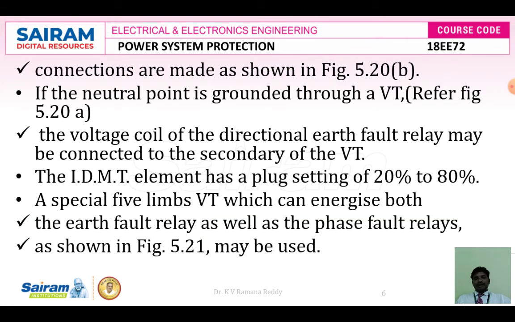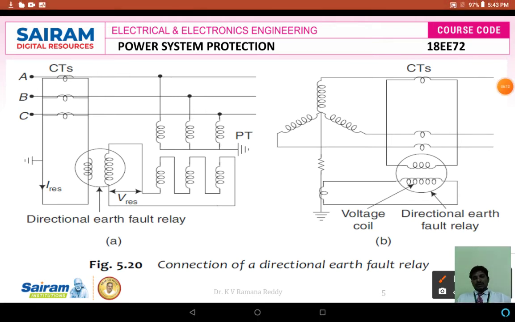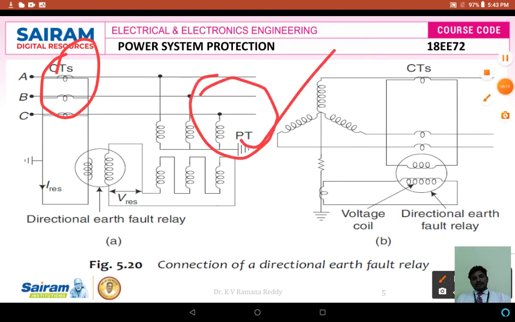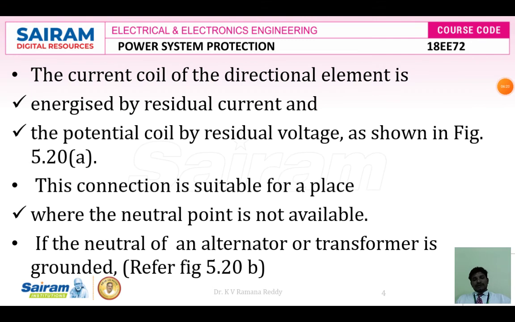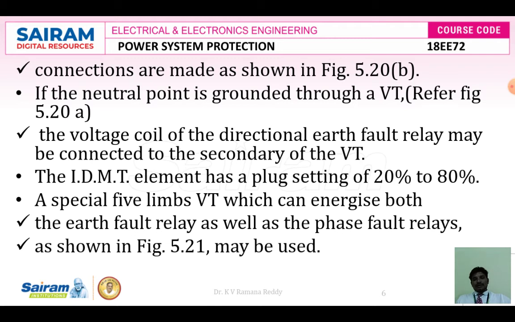And in figure A, the neutral point is grounded through a voltage transformer. If you see here, there is a voltage transformer and there is a current transformer. This is the current transformer and this is the voltage transformer. The voltage transformer here is grounded. So in the case of a directional earth fault relay, the voltage transformer is grounded at the secondary side. The voltage coil of the directional earth fault relay may be connected to the secondary of the voltage transformer.